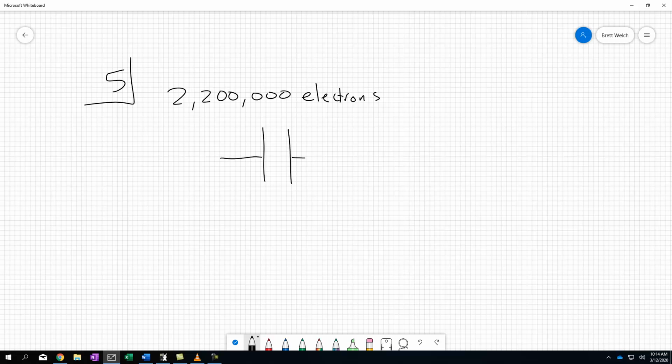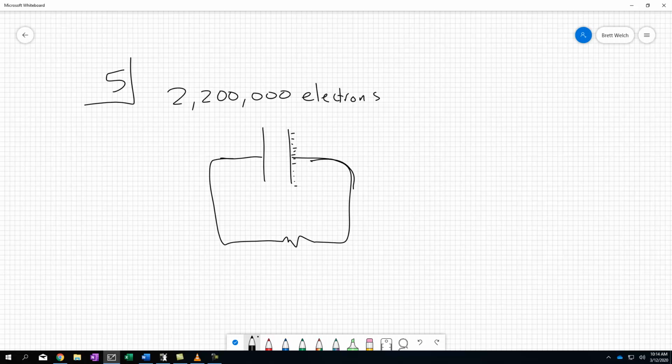All right, question number 5. Okay, I have 2,200,000 electrons. Okay, and they're set up on a capacitor. So imagine they're on a capacitor. Boop. A bunch of these negatives sitting here. All right. I'm going to release them through a circuit. They're going to go in and power some light bulb or something.